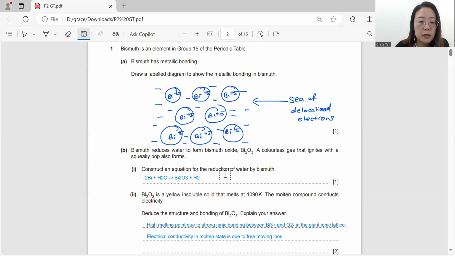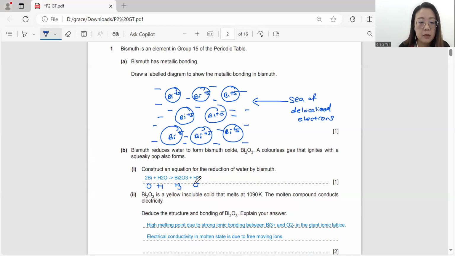Okay, second, bismuth reduces water to form bismuth oxide, Bi2O3, and a colorless gas that ignites with a squeaky pop sound. A squeaky pop sound means it's hydrogen gas. What you can see here is your bismuth going from 0 to positive 3. This is oxidized, whereas your hydrogen is positive 1 and was reduced down to hydrogen gas.